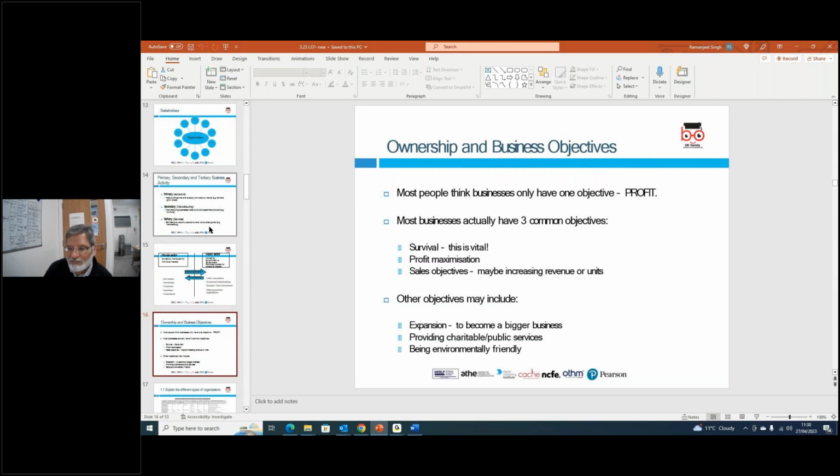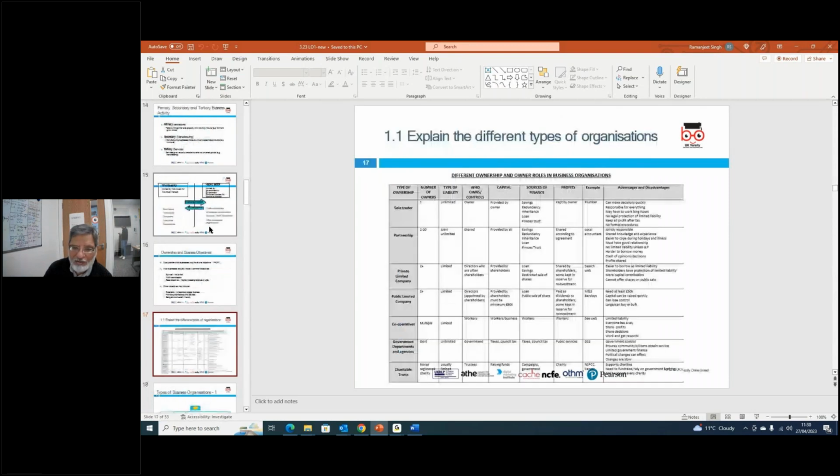They have other objectives like surviving. They provide employment. They provide goods and services. They have objectives like being bigger and being better and being convenient and more friendly and so on. These are sub-objectives, but the main objective is to provide a profit, and that's what they are there for.